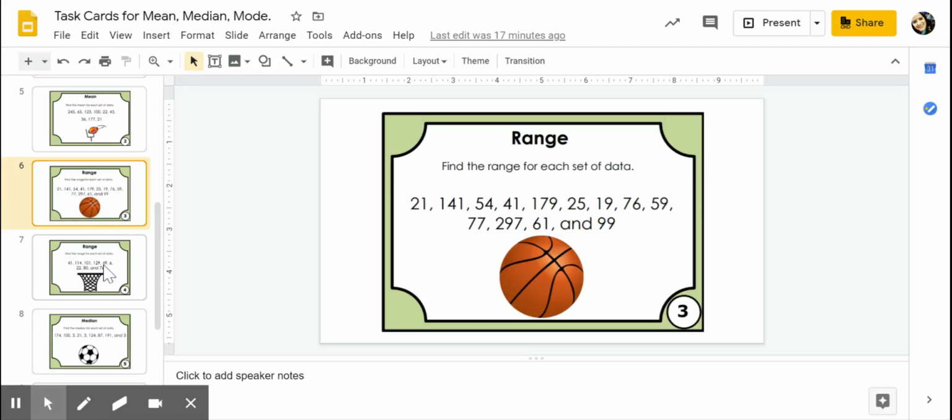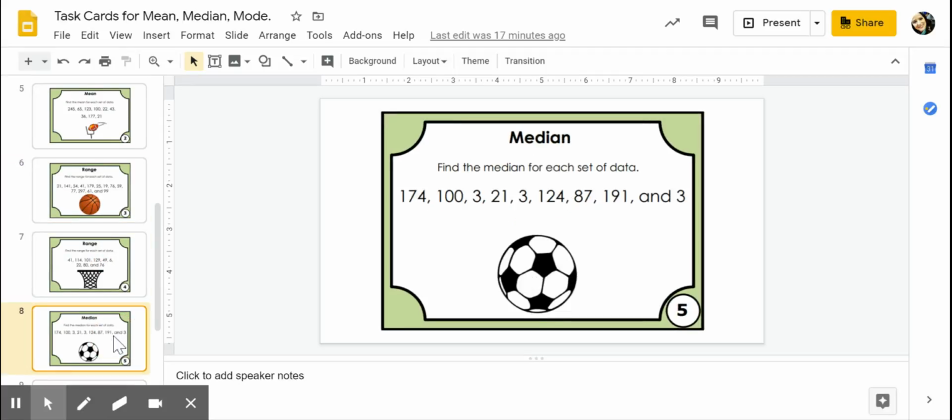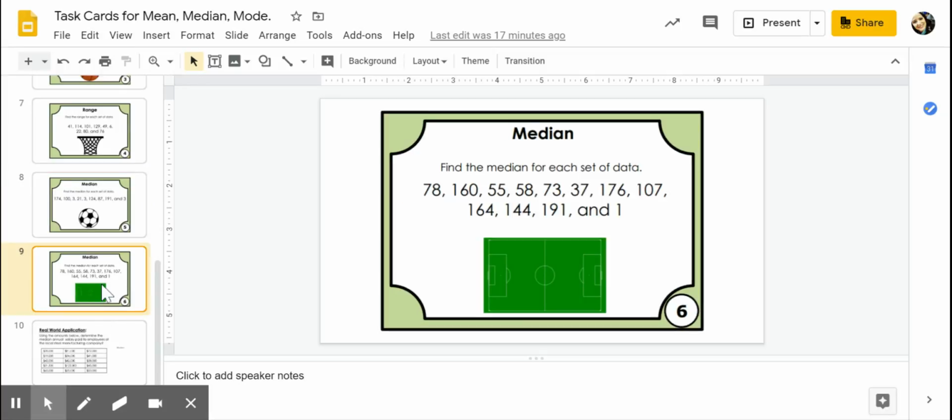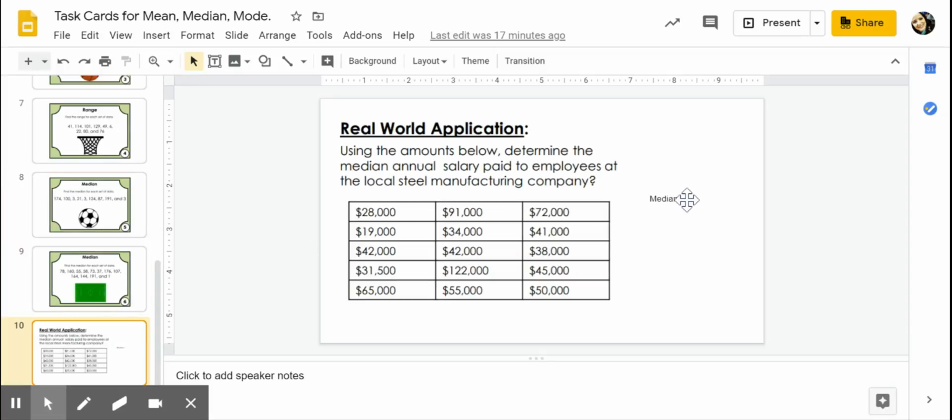So we have range, another range, a median, and another median. And then for your last one, you'll actually type your answer on this one. It wants you to find the median of all these numbers. Instead of writing out the numbers with the thousands each time, you can just write down the first 2 place values if that helps you. But make sure your median has those 3 zeros in it, the thousands. And that's all you have to do for this one.